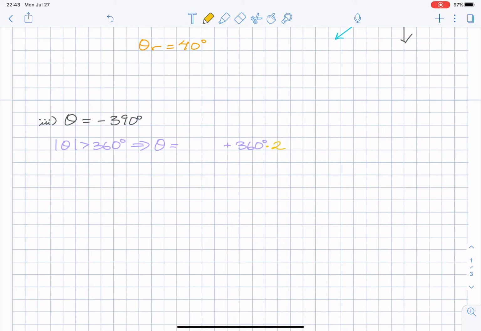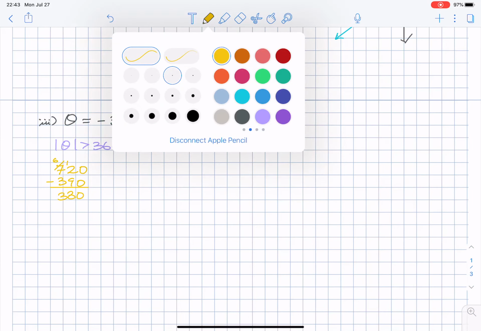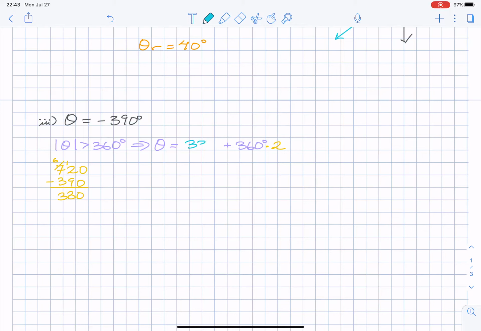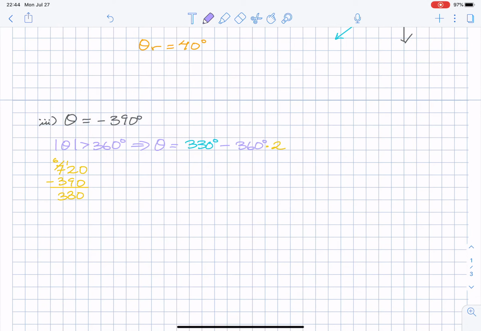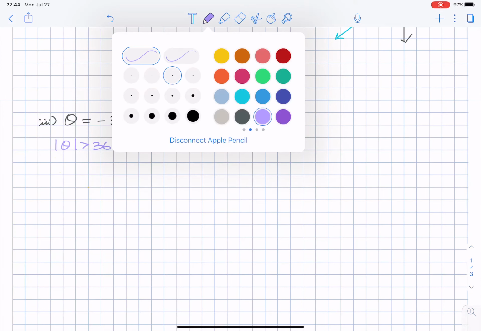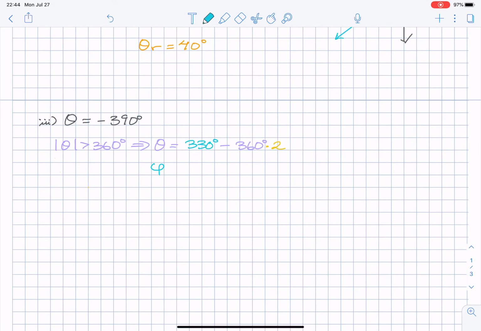Let's do that off to the side. 720 degrees minus 390 degrees. 0 minus 0 is 0. 12 minus 9 is 3. And 6 minus 3 is 3. So I claim that our phi is 330 degrees. Oops, and that's minus, because we're going negative there. So my integer is 2. My phi, which is between 0 and 360, is 330.